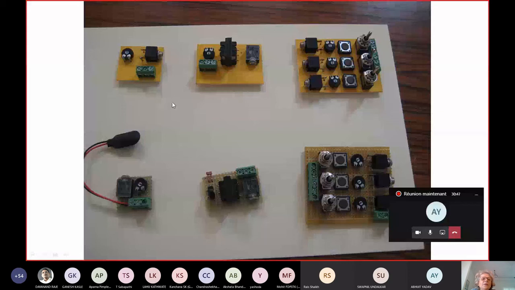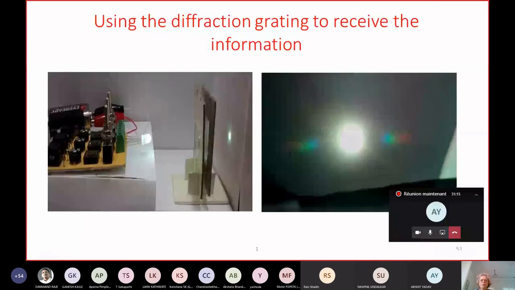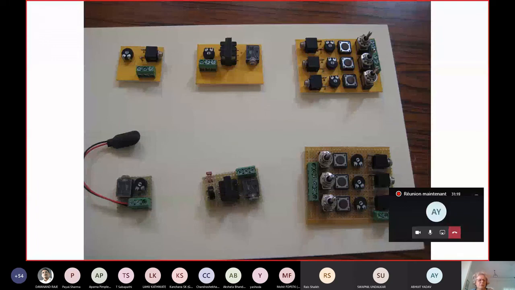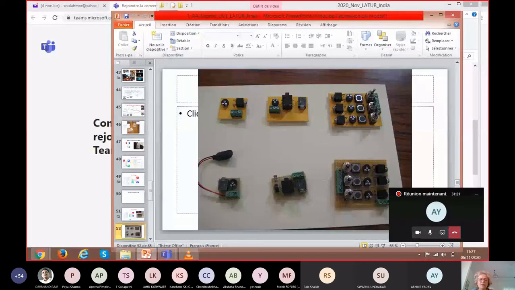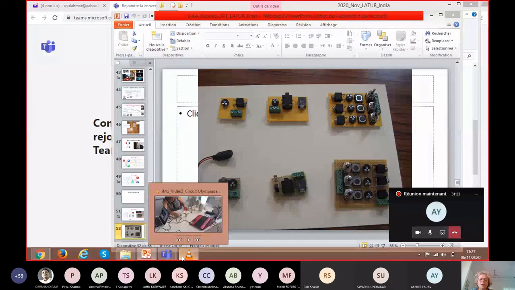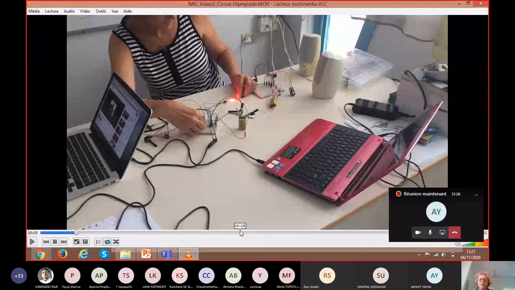This is the emitter circuit in two versions, one on cardboard, and this is a specific support, very cheap. And this is the receiver. So this is a one-color emitter, and this is a three-color emitter. I will show you how this works. I will show you this demonstration.